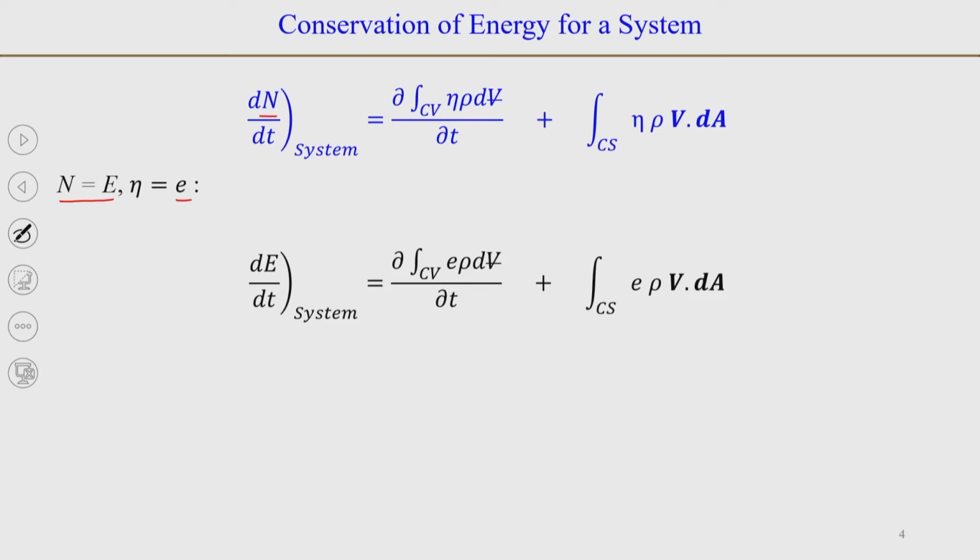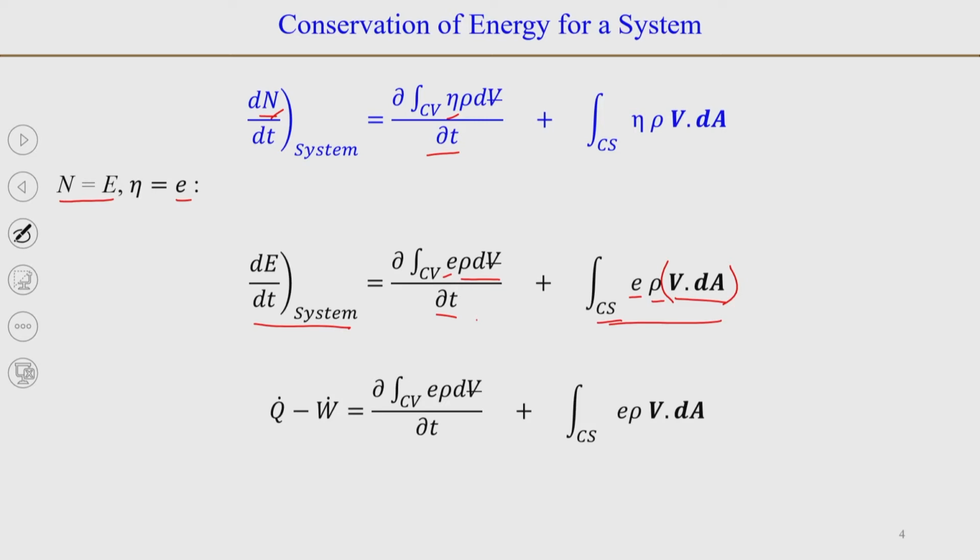So, we replace N by E. dE by dt of the system is equal to the partial derivative with respect to t of the integral over the control volume of e rho dV, that is the rate of change of total energy with time, plus the energy that is coming in or going out through the control surface, so the area integral over the control surface of e rho V dot dA. Okay.